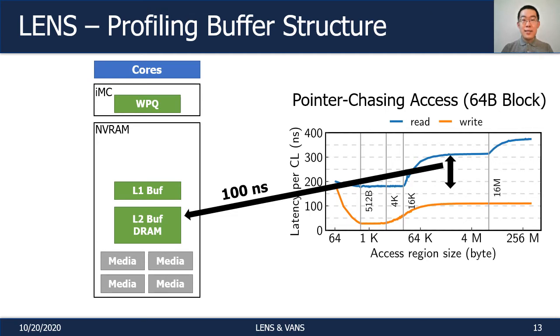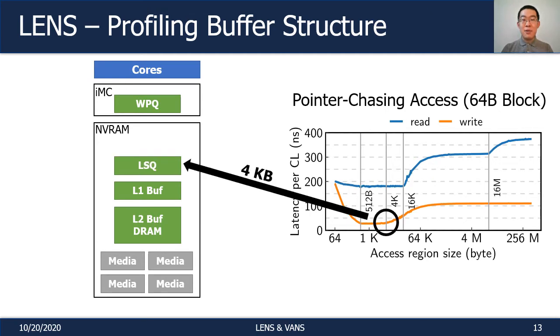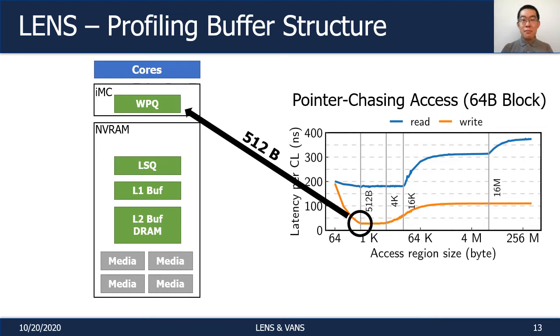The write latency starts to increase at 4 kilobyte region size. This indicates a load store queue on the non-volatile memory DIMM that performs request reordering and write combining. The write latency drops until 512 byte region size, which indicates the size of the write pending queue.